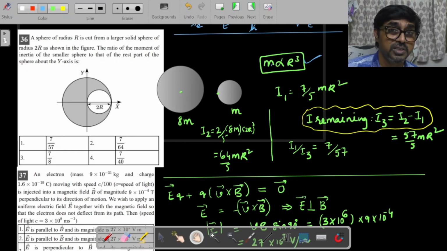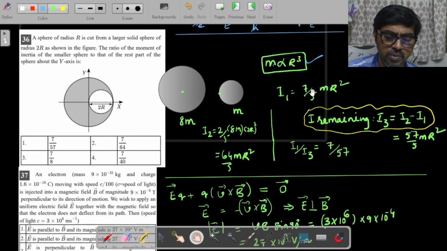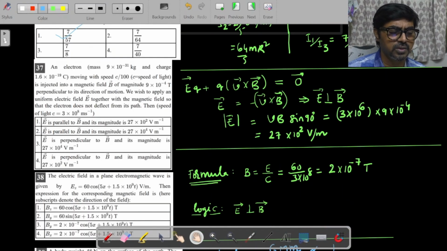But they are not asking about the bigger sphere, they are asking about the remaining part of the sphere. So the remaining part would be I full minus I removed. So I of the full sphere minus I of the removed sphere will be the I of the remaining part. I2 minus I1, that is going to be I3, we just take the difference. I2 is known to you, I1 is known to you, 64 minus 7 will be 57. 57 by 5 mr square will be remaining. Now they are asking you to find the ratio of the smaller sphere to the remaining, that is I1 by I3, that is going to be 7 by 57. 7 by 57 is going to be the answer. Okay. Now let us go to the next question there.